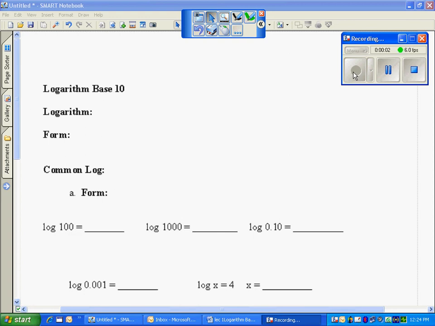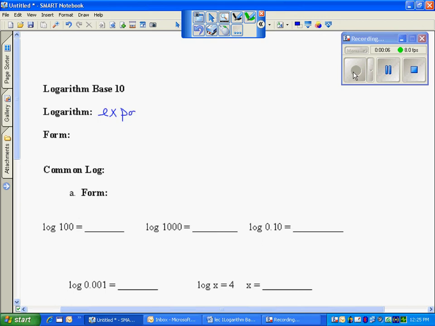A logarithm is a mathematical concept which is just an exponent. And we're going to be looking at these exponents in base 10. And we concentrate on base 10 because this is our number system. We're in a base 10 number system. So we call this the decimal.